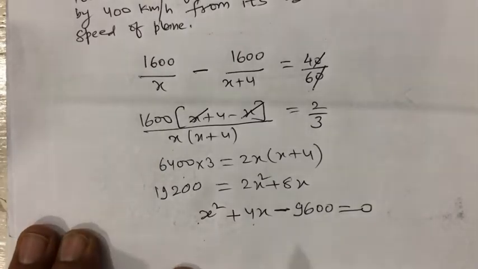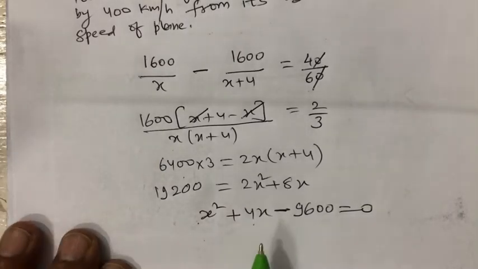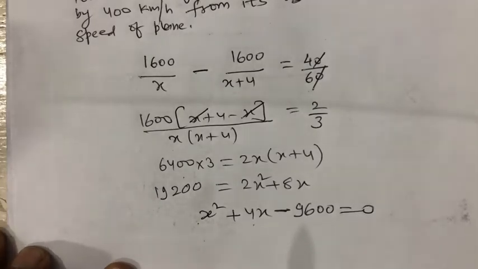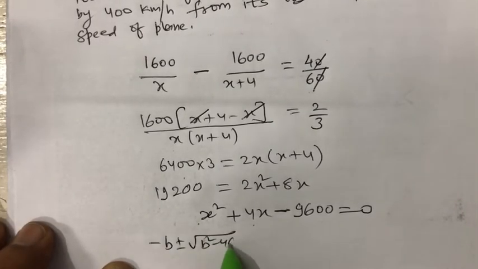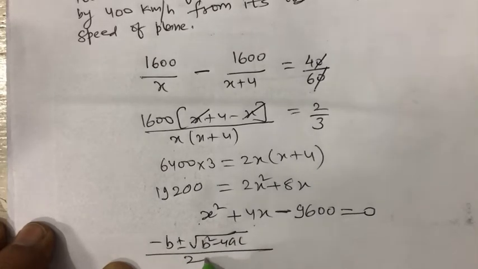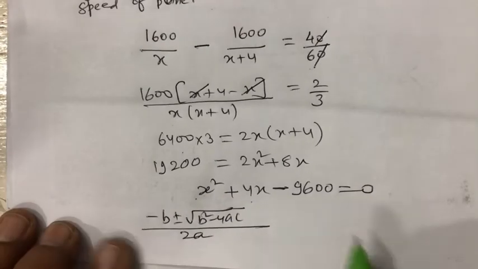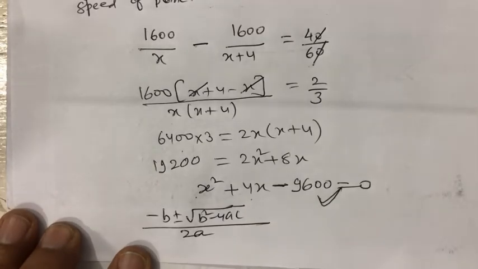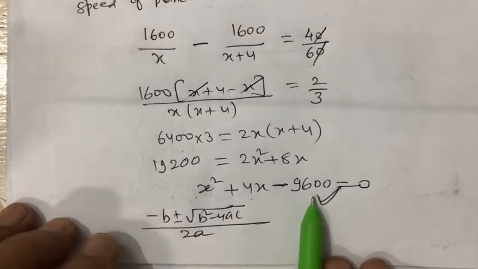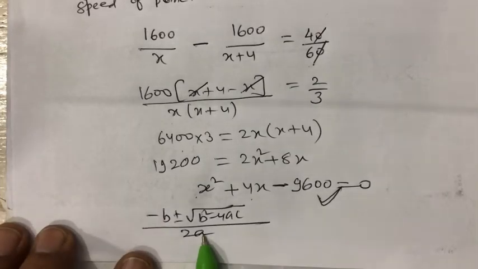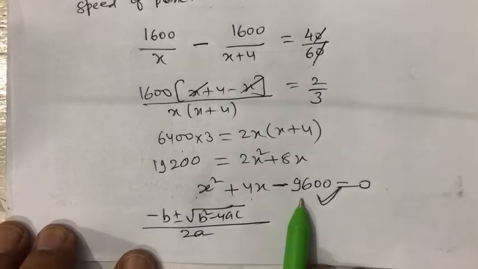Now how to factorize or how to use the formula, the choice is yours. But don't forget the formula: minus b plus minus under root b square minus 4ac, divided by 2a. Don't waste time to make the factors. If factors are not possible in 1 or 2 minutes, go for the formula. Don't waste your time on factorization.